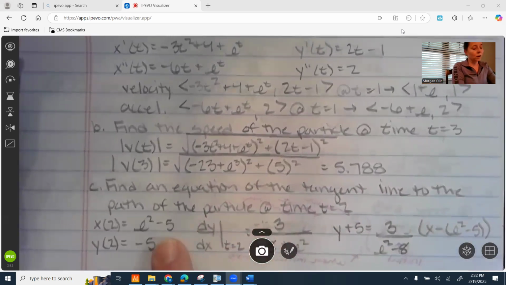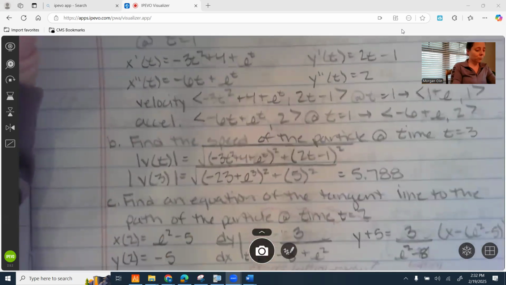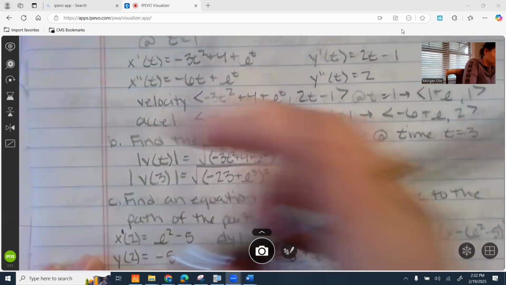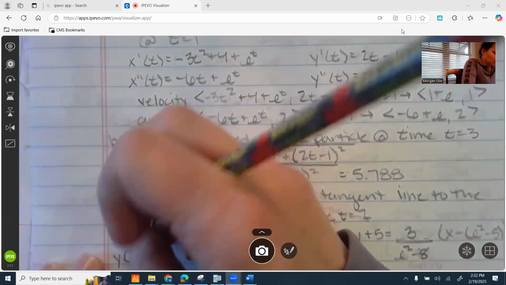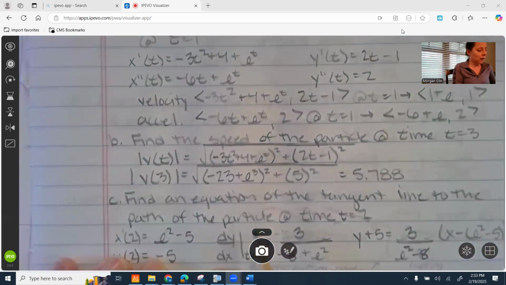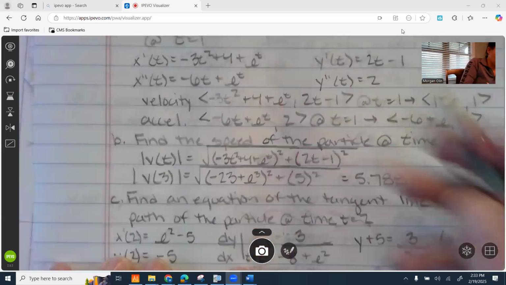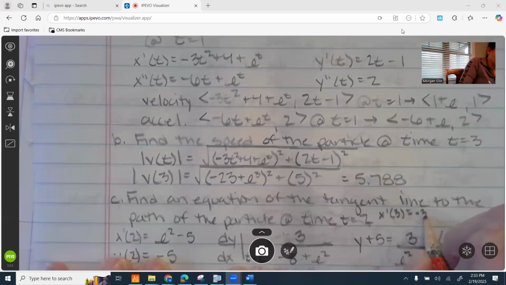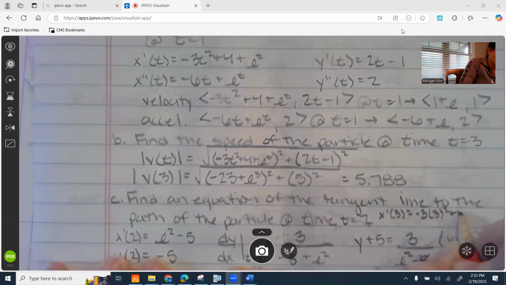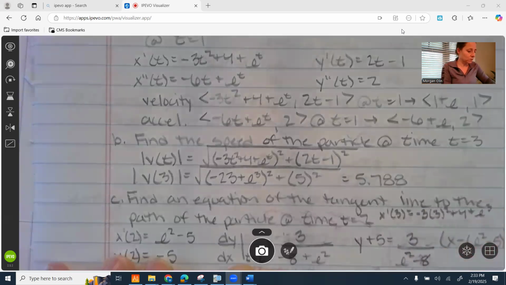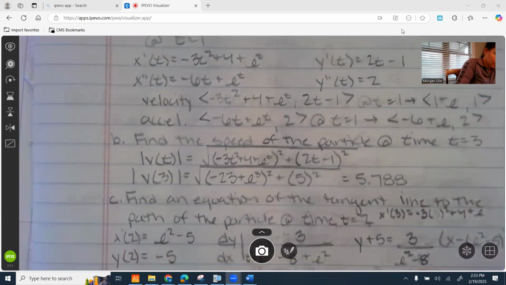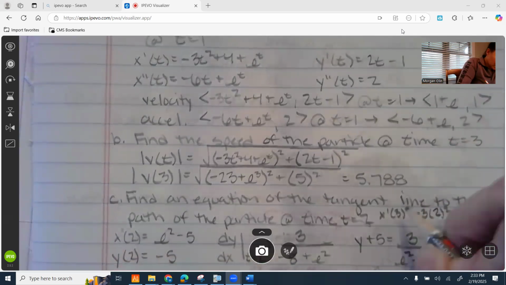So here, what I did was I took, and I think this should actually be, well, no, that's the x values. I'm sorry. Here, you kind of missed this step, but you take x prime and you plug it in. It's -3 times 3 squared plus 4 plus e to the third. Or, I'm sorry, 2. Sorry. So that should say 2.